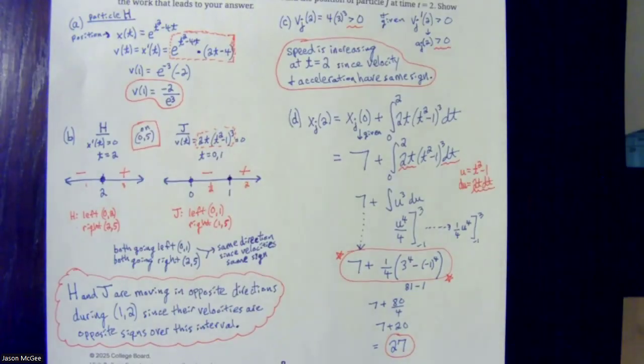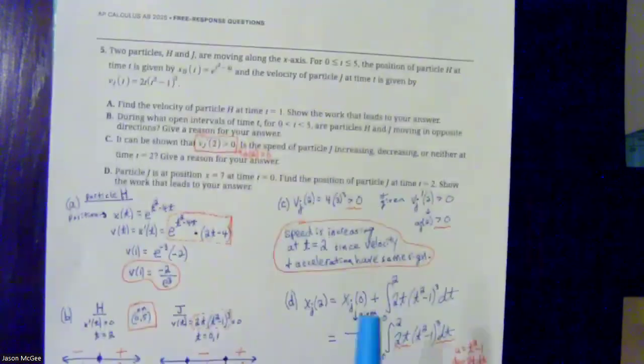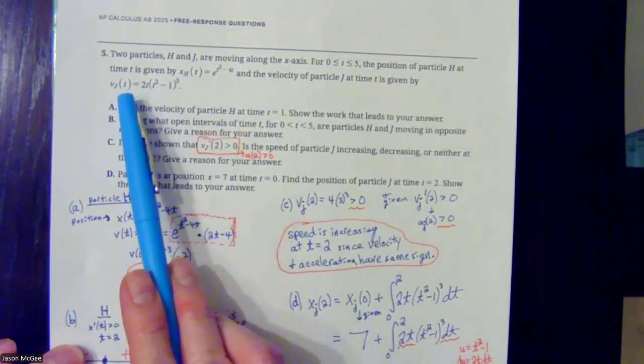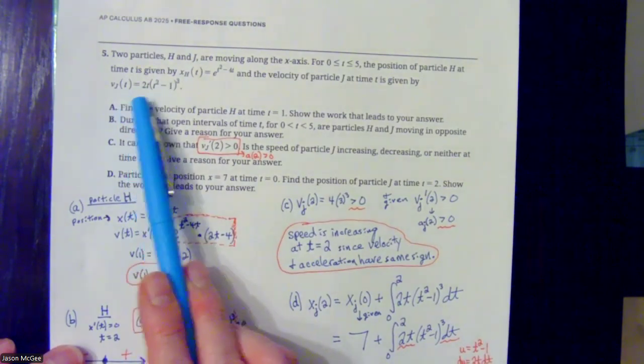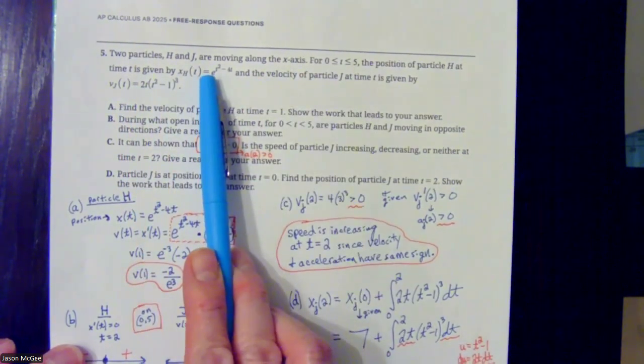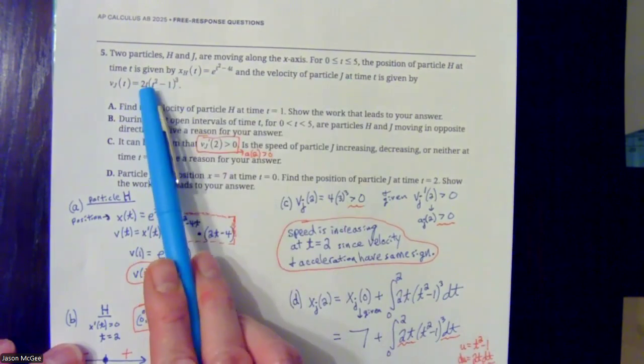Okay, we have our nice particle problem with the velocities and the accelerations right there. So there is all my work and answers for you to try this stuff on your own. But I have particle H and particle J going on here. I got a position of particle H and a velocity of particle J.